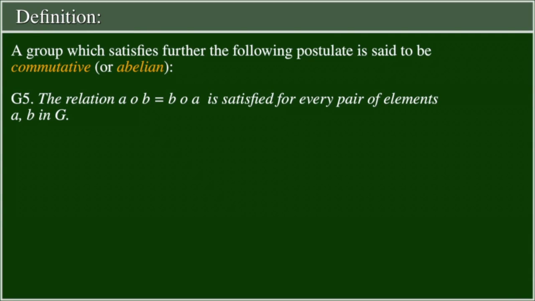Definition: a group which satisfies further the following postulate is said to be commutative or abelian. G5: the relation A times B is equal to B times A is satisfied for every pair of elements A and B in G.